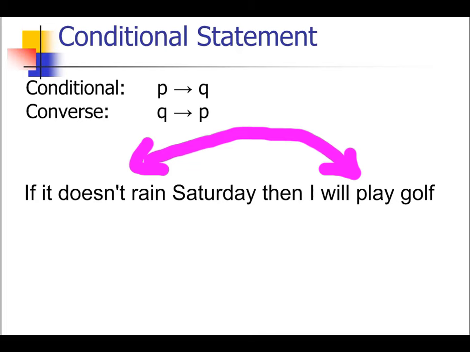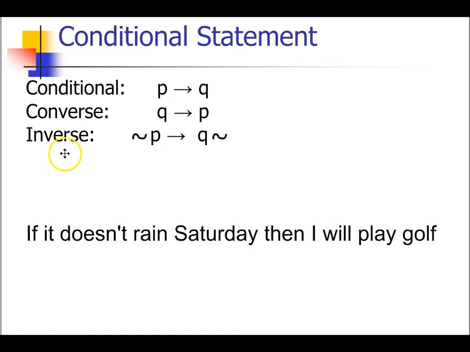Okay, you might have to adjust the language a little bit so it makes sense. You can't just say, if I will play golf, then it doesn't rain Saturday. That sentence doesn't make sense. So you alter the language just slightly so you get the main idea across. If I play golf Saturday, then it didn't rain would be the converse of this conditional statement.